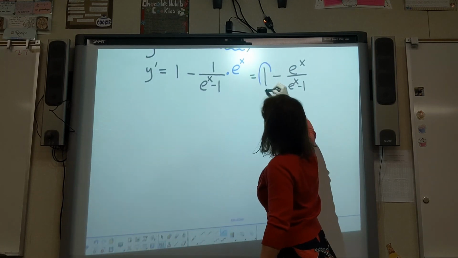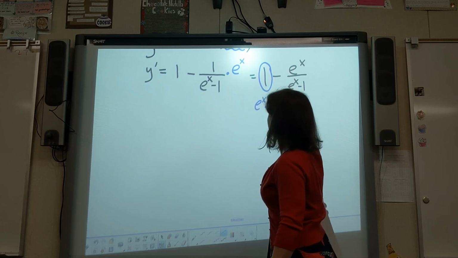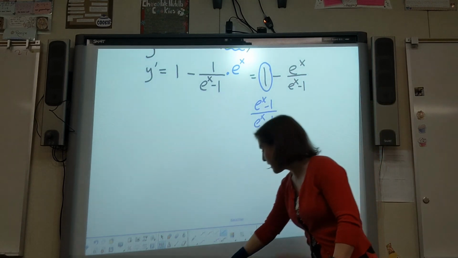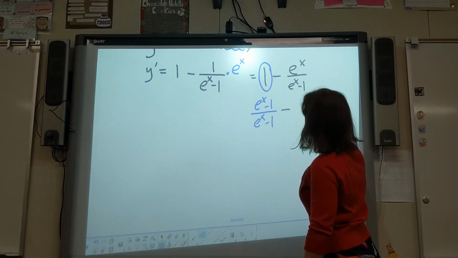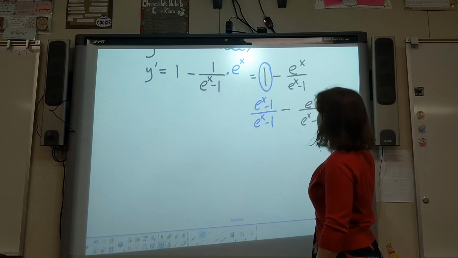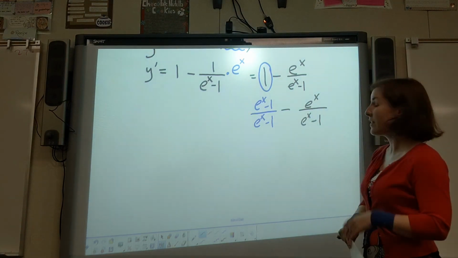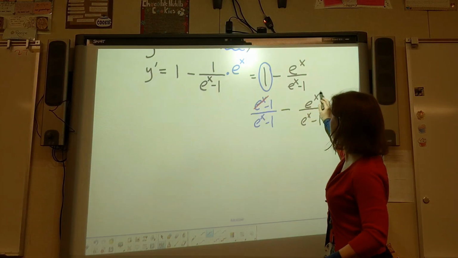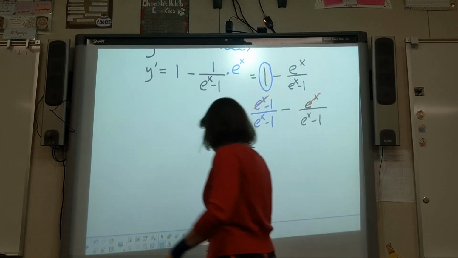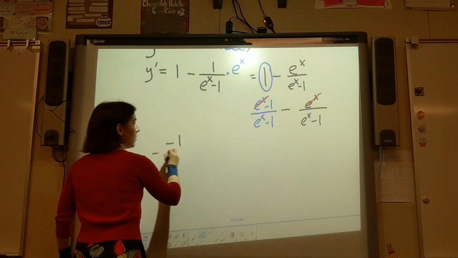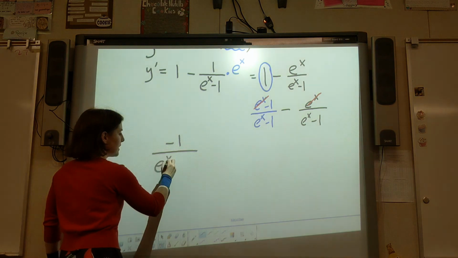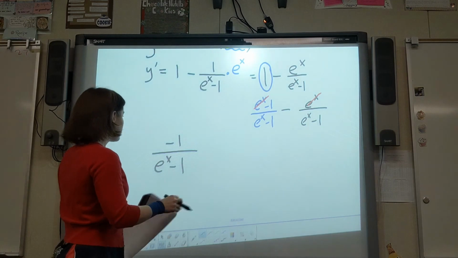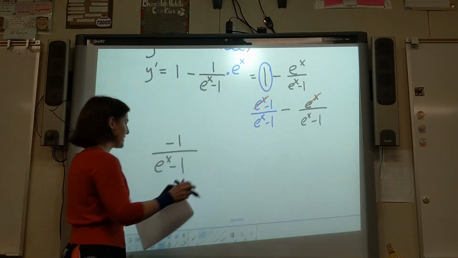Okay, 1. That's the same as e to the x minus 1 over e to the x minus 1, right? Something divided by itself is 1. And then we're going to subtract e to the x over e to the x minus 1. Well, that's kind of nice, because if we take e to the x and subtract e to the x, boom, that's 0 right there. So we've just got a negative 1 on top, negative 1 over that denominator, e to the x minus 1. Remember, you can only subtract the numerators if the denominators are the same. So let's see if that matches up with anything. Oh yeah, it does. That's option C.